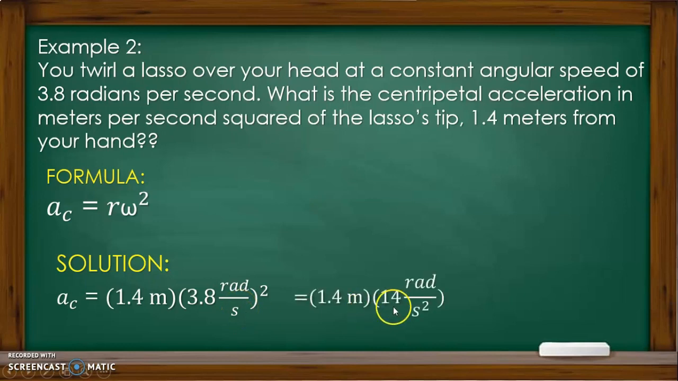We then simplify it first by getting the square of our angular velocity, which is equal to 14 radians per second squared. We then multiply it by 1.4 meters, our radius. Then, it will give us our centripetal acceleration, which is equal to 20 meters per second squared.